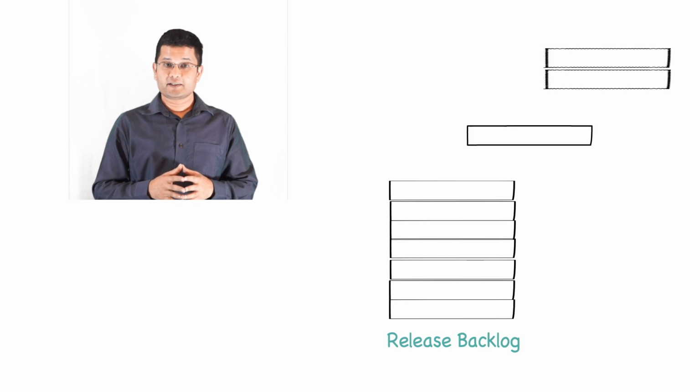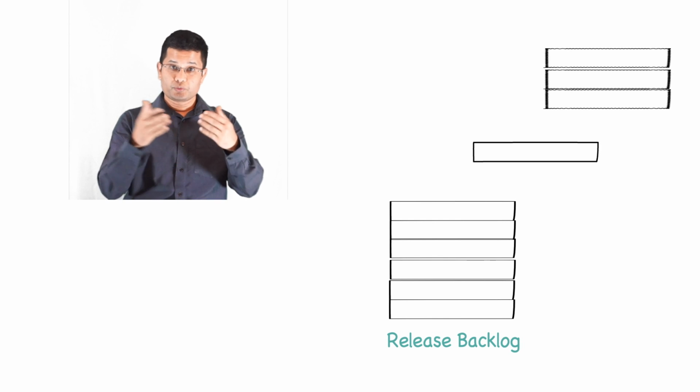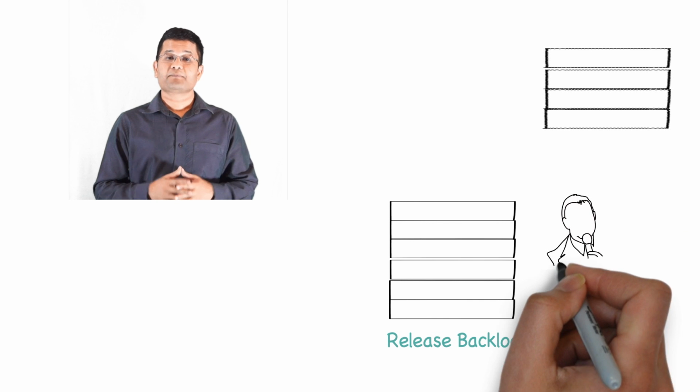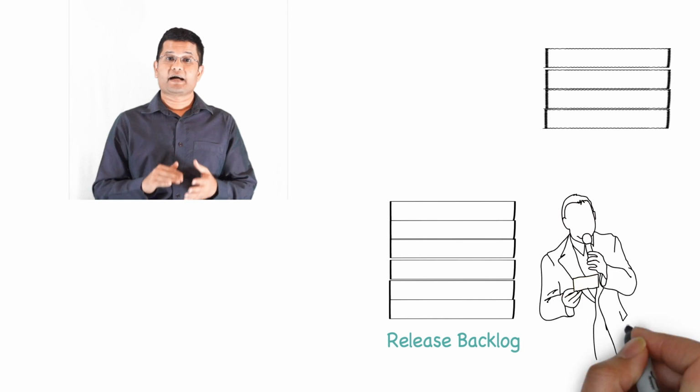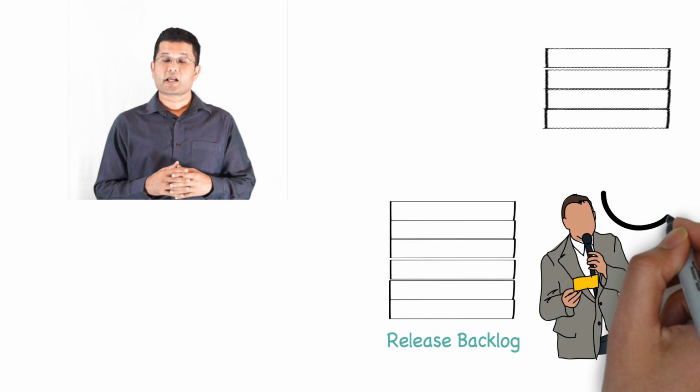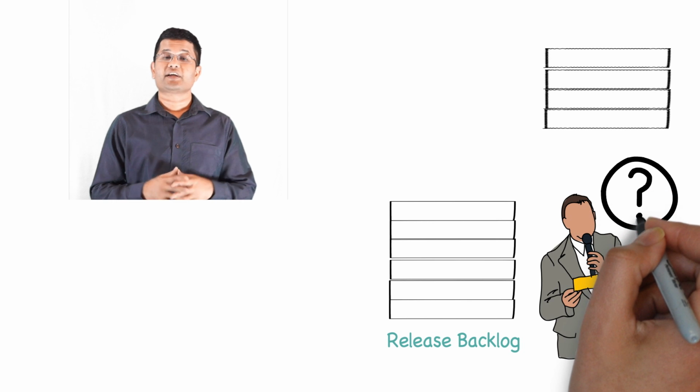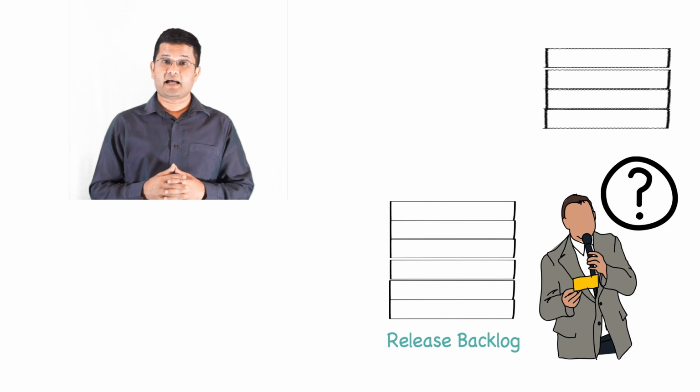Once you have identified all the backlog items, you would go to the sprint planning meeting and explain each of the backlog items to the team. And you would also be answering all the queries that the team has on these backlog items.